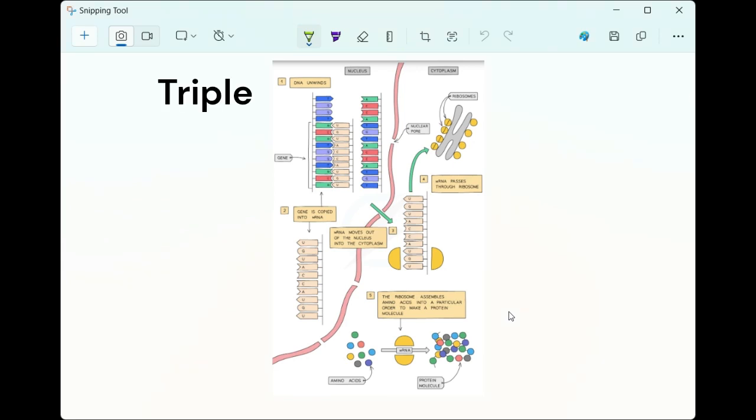So this diagram here is showing protein synthesis. Obviously there's a lot going on in the diagram, but it's not as complicated as it looks. To begin with, your DNA will unwind. This makes the genes available for us to copy.